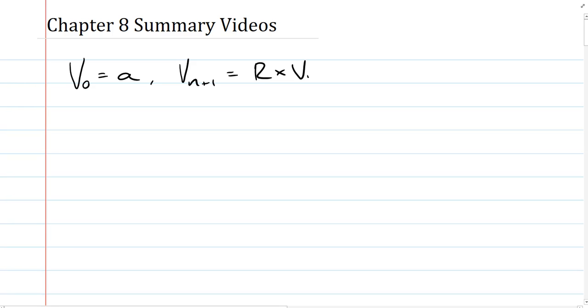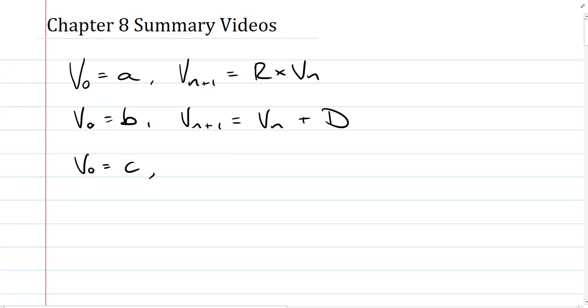Okay, so in this quick video, I'm just going to give you a rundown of recurrence relations. So this is what a recurrence relation looks like. You generally get a V0 term, which gives you some number, and then you have Vn plus 1 equals, and it could be any number of things, but some of the typical ones look like R times Vn, or you might have a different one. V0 equals B, and Vn plus 1 is Vn plus D. Or sometimes they do a bit of both. So V0 is equal to C, Vn plus 1 might be equal to R times Vn plus D.